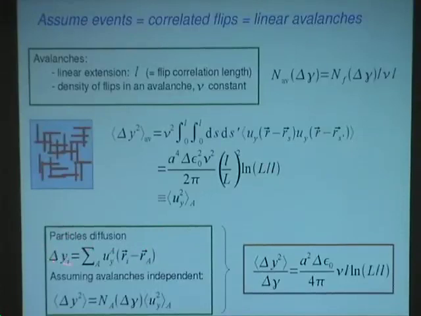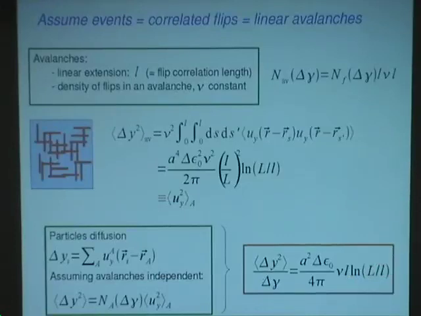We just do exactly as before. We look at particle diffusion. Particle diffusion comes from the accumulation of signals coming from avalanches. And if we assume now that avalanches are independent, we have a delta y square, which will grow like the number of avalanche signals received times the fluctuations produced by each of them. When we do this, we arrive at an expression for the diffusion constant, which introduces an L, this linear correlation length, and the log of capital L over small l.